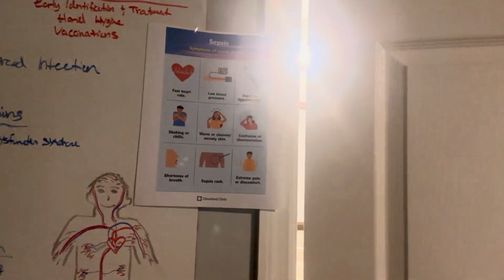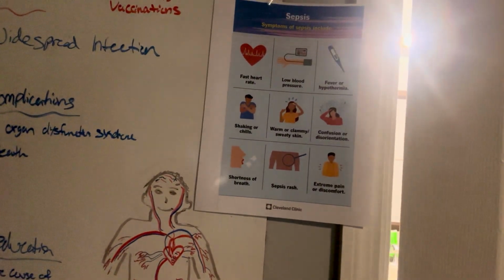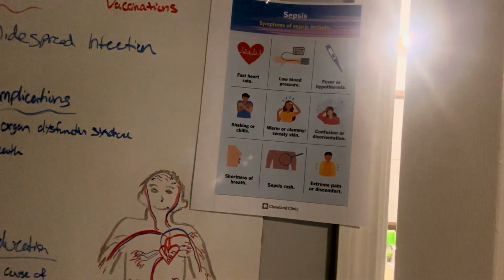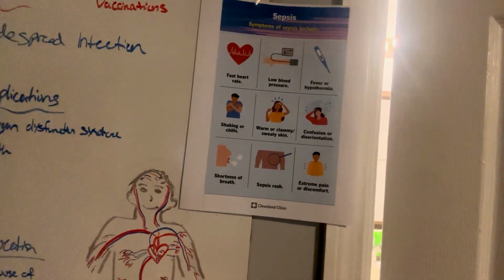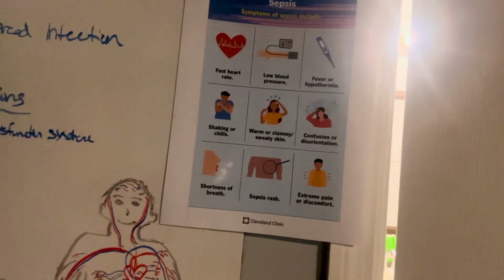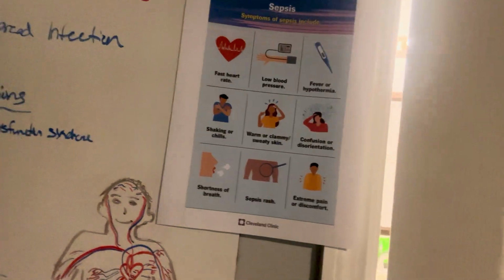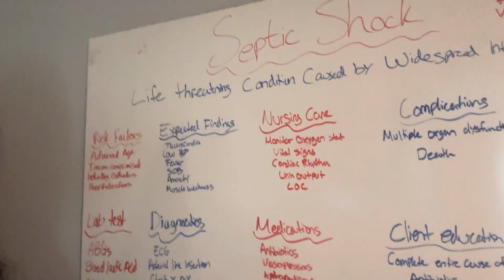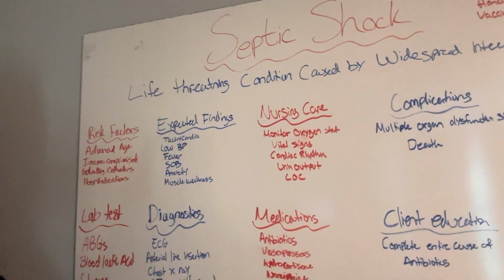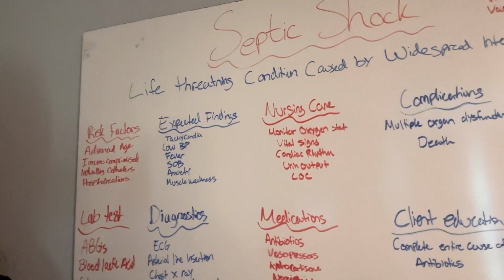Some expected findings include a fast heart rate, low blood pressure, fever, shaking or chills, warm or clammy skin, confusion, shortness of breath, sepsis rash, extreme pain, or discomfort. Some risk factors include advanced age, immunocompromised, indwelling catheters, and hospitalizations.